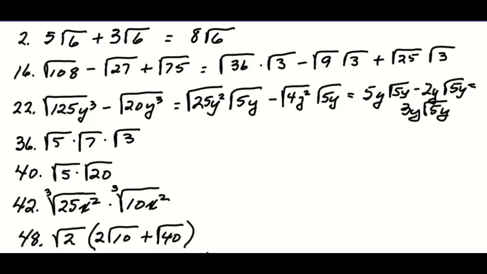What you want, of course, is to find something that is the same underneath the radical, the same radical. In this particular case, it happened to be the square root of 5y. And then you can combine the like terms in front.